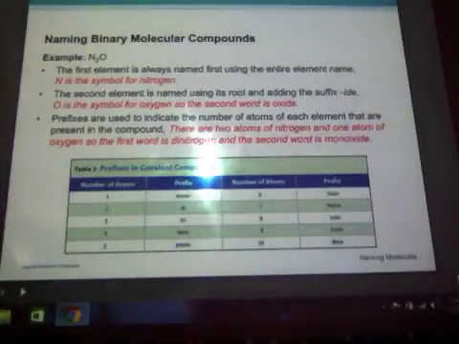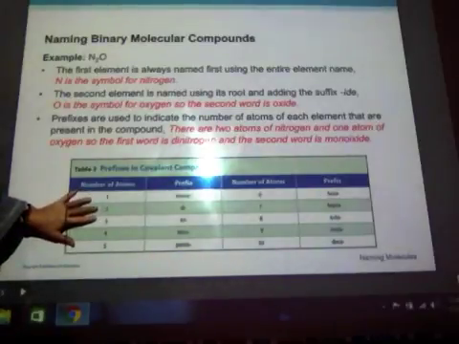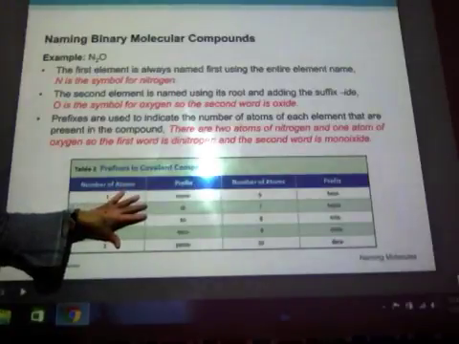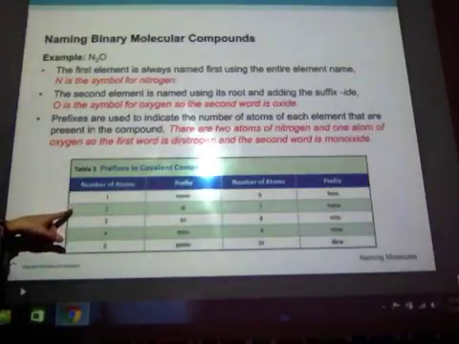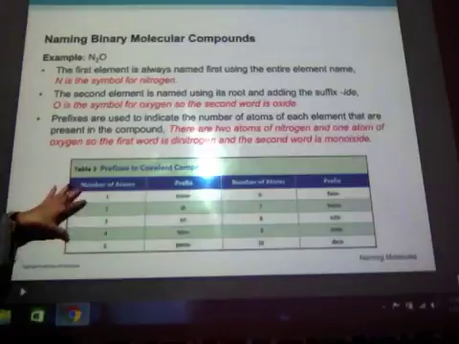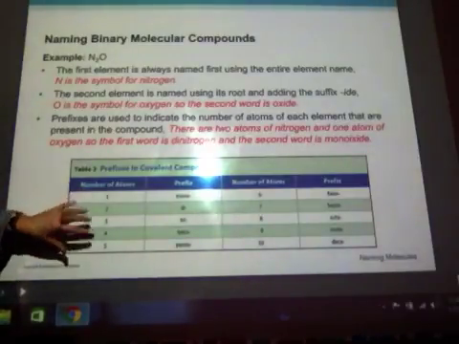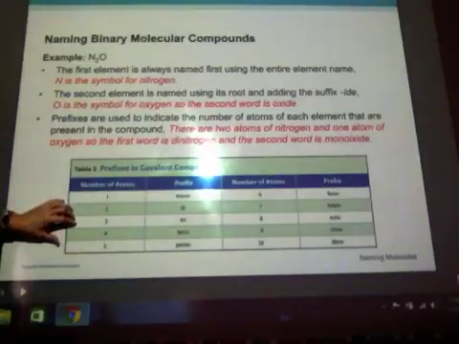So starting with section 2, we're going to be naming again. We named ionic last chapter, which I thought went fairly well. Now we're going to name molecular compounds. This table is in your book. It's in your notes. I will actually make a copy of this, so you'll get to use this table on your test. For practice in class, you can either use your notes or the page in your book.